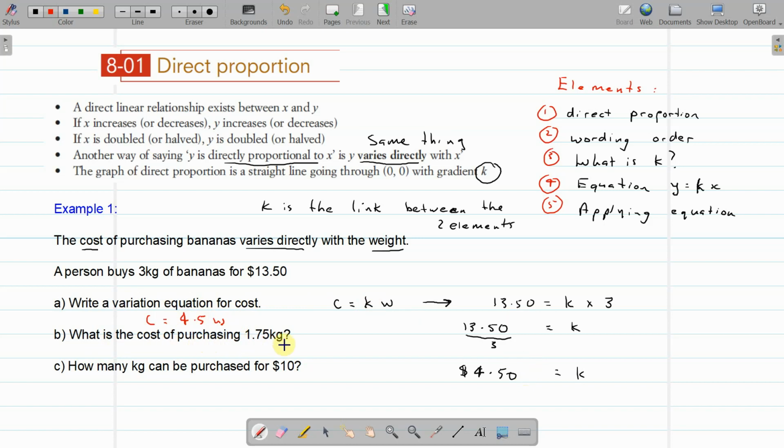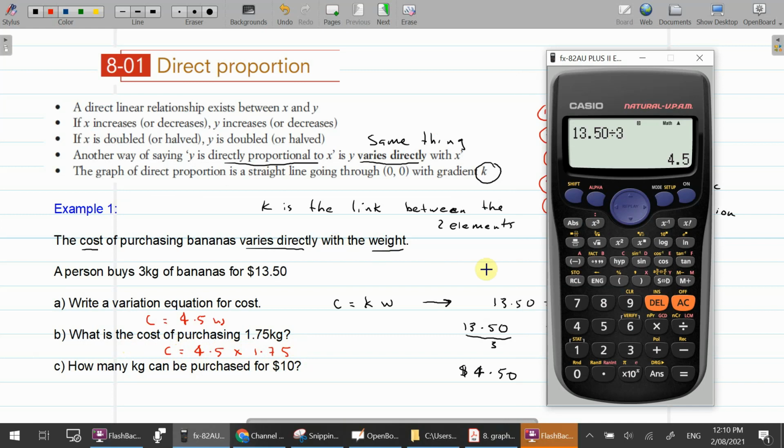Cost of purchasing 1.75 kilos. Okay, so now we know what k is, we can do this. We're looking for the cost. The cost equals 4.5 per kilo times 1.75. So 4.5 times 1.75, what's that equal?